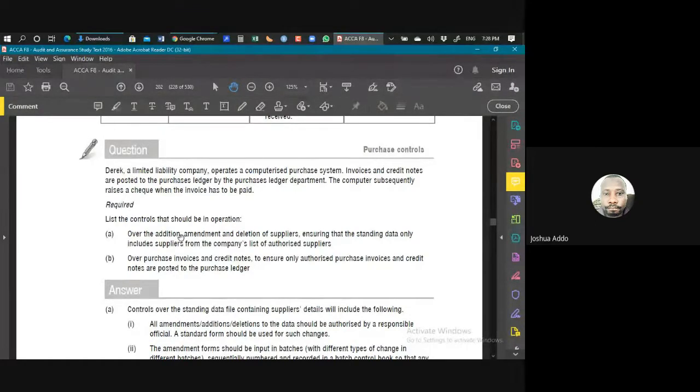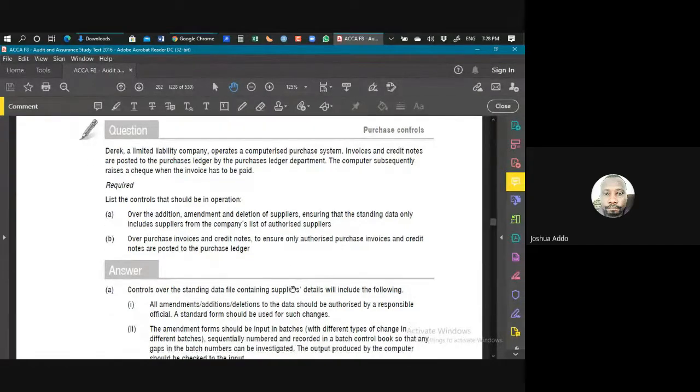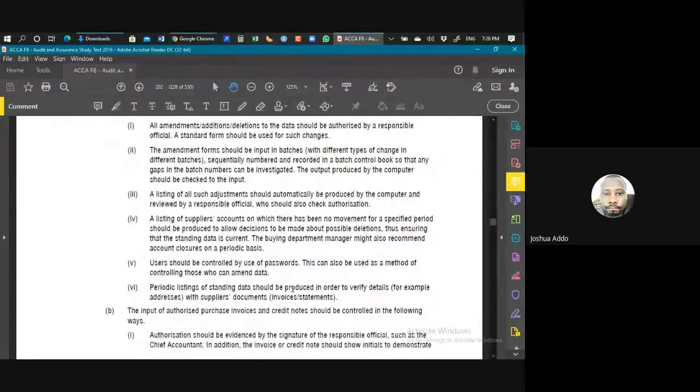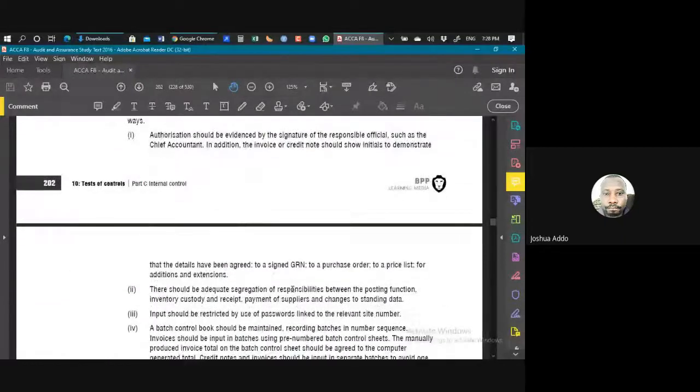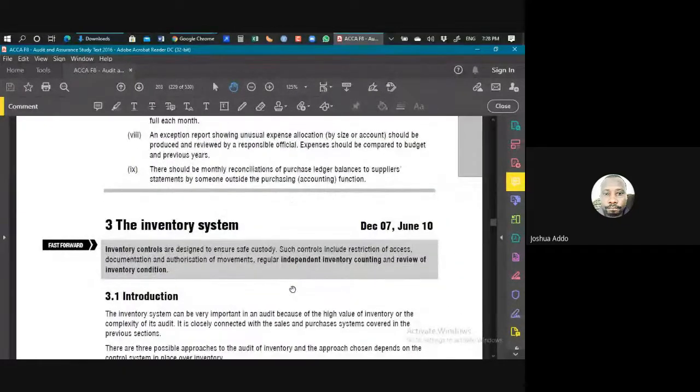A, over the addition, amendment, and deletion of suppliers, ensuring that the standing data only includes suppliers from the company's list of authorized suppliers. B, over purchase invoices and credit notes to ensure only authorized purchase invoices and credit notes are posted to the purchase ledger. What controls should be in place to achieve these control objectives? You can read the solution for yourself to get some clarification about what we are trying to do.